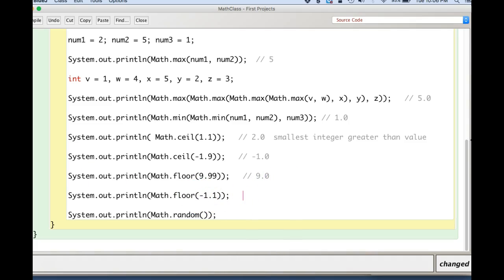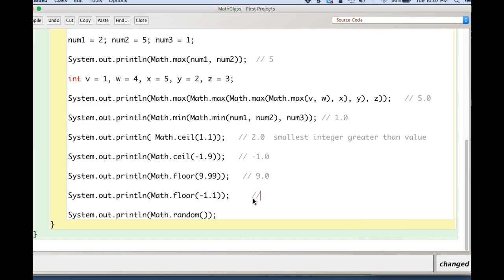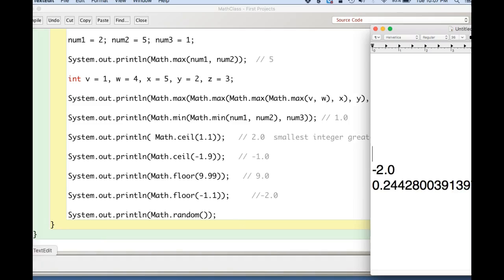Okay, same deal for this one. This one's answer is negative 2.0 because it's the floor, so it goes lower. So negative 1.1 is low. What's the next integer smaller than that? Well, the next integer smaller than that is negative 2.0. So it kind of messes with your mind with negatives, but that's negative numbers for you.